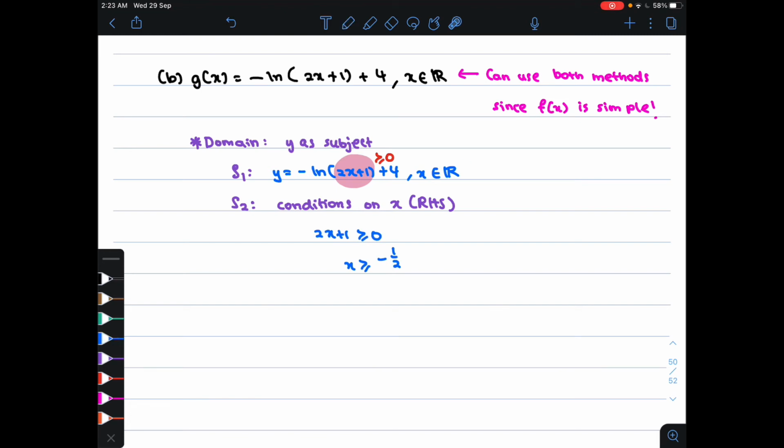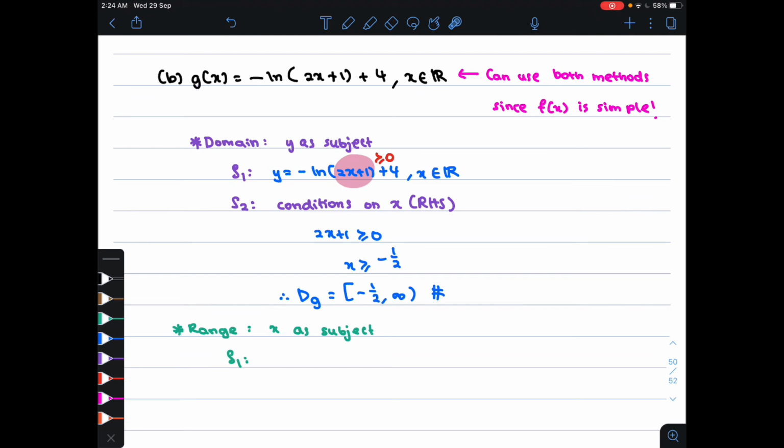Even though we are given x must be an element of R in the question, but now we know that x must also be more or equal to -1/2. So this will become our domain. So just be careful since our function is g(x), therefore we write Dg and the domain is -1/2 close bracket until infinity. To find range, we need to write x as subject.